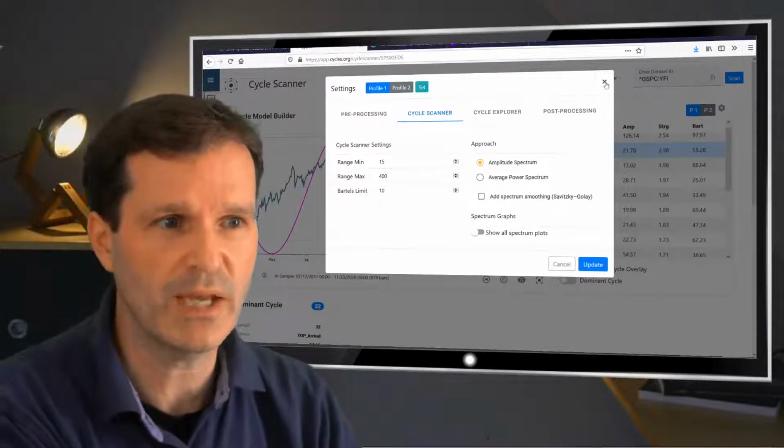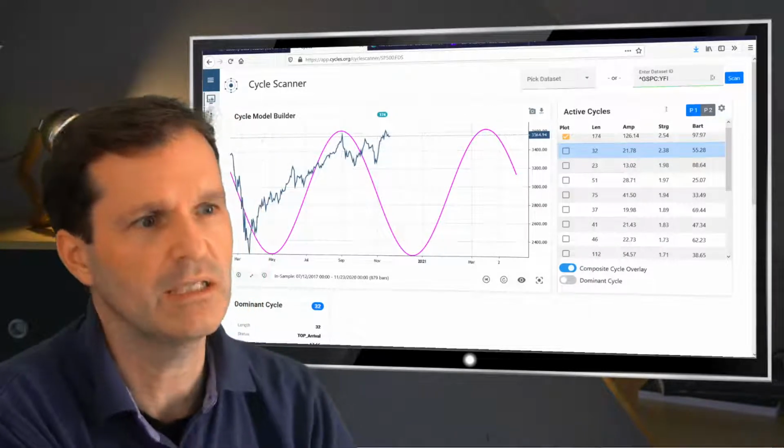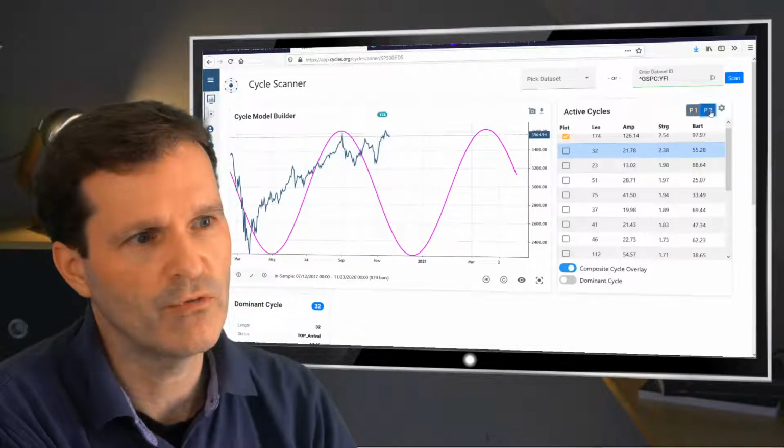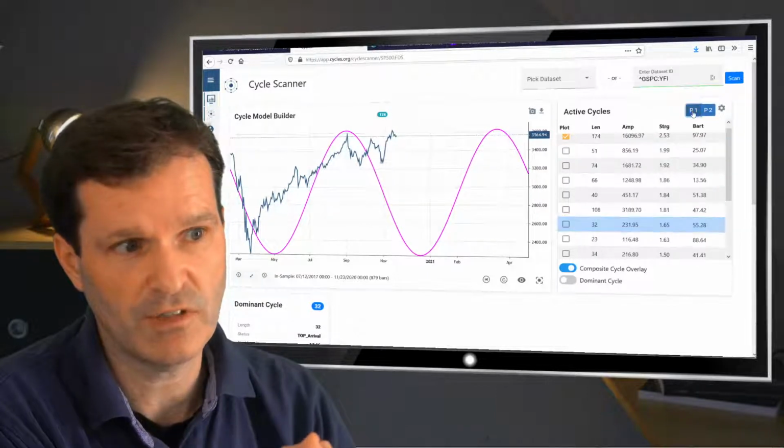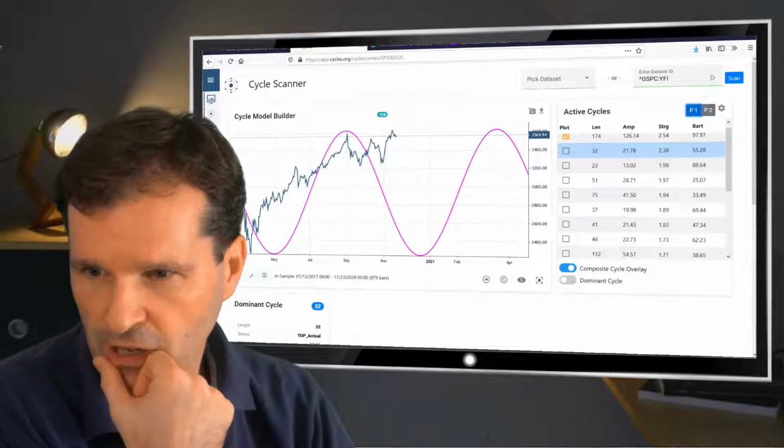So once you get back into the cycle analyzer, you don't need to tweak it again. And with profile 1, profile 2, you can then switch quickly through some favorite settings you have done. So this is how you use the profile.